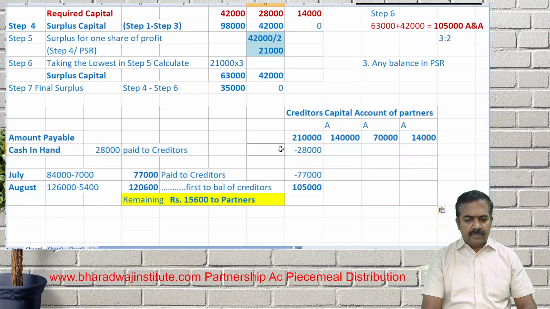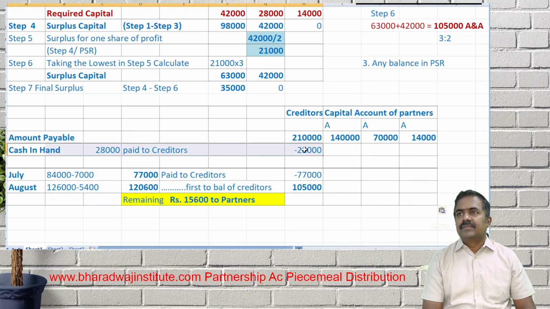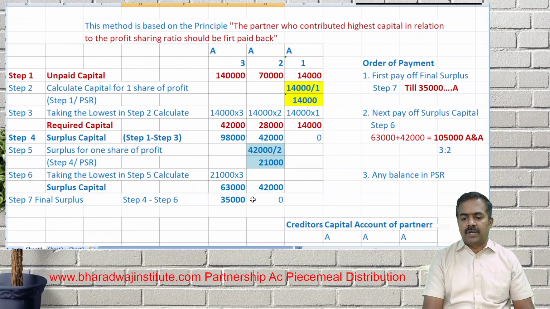First we work out the cash amount payable. Cash in hand is paid to whom? Creditors. July month, how much do we get? 77,000, that is paid to creditors. August month we get 1,20,600. First pay balance creditors. Remaining, how much is available to partners? 15,600, as per order of distribution.